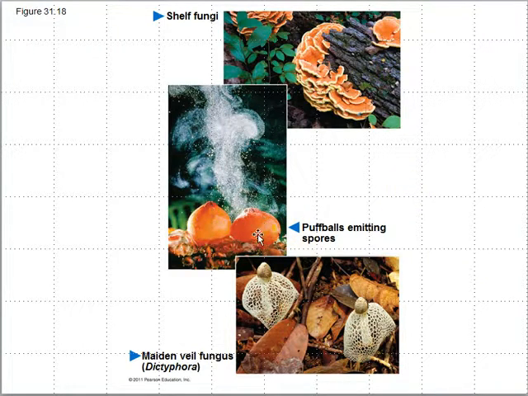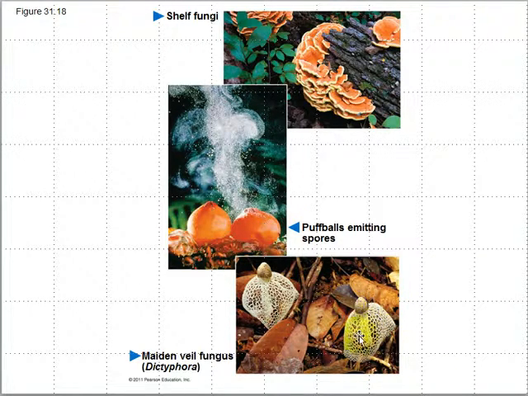Puffballs, you've probably seen these, particularly when they begin to dry out. When they're not quite dried out, they're kind of spongy. After they've dried out and start to split open, if you run over them with a lawnmower or step on them, you'll get this plume of powder, which is actually millions of tiny spores spreading everywhere. And then here's another interesting one called a maiden veil fungus, just a different type of mushroom with a different bell top that you don't often see.